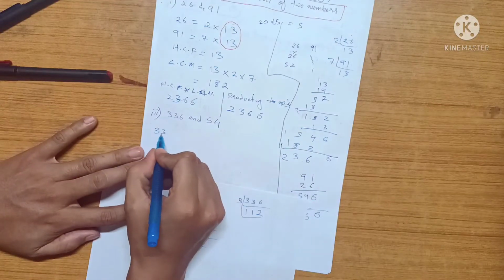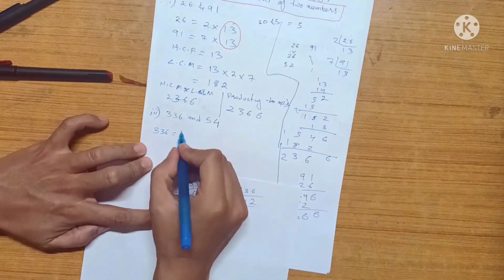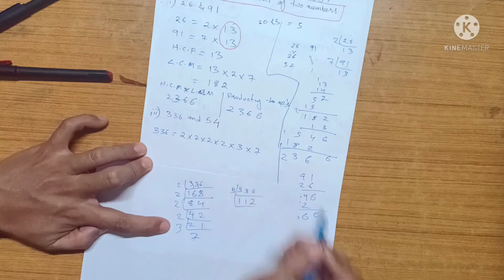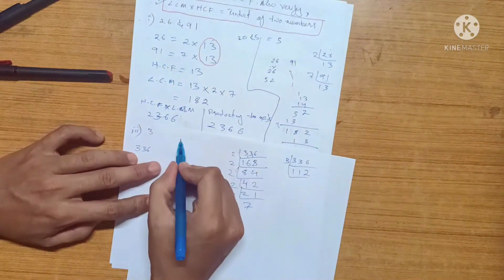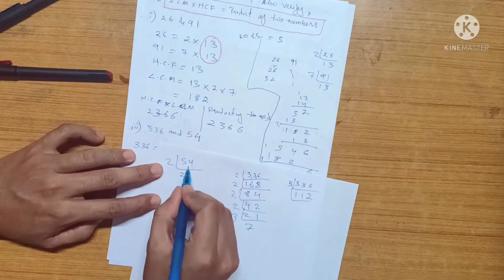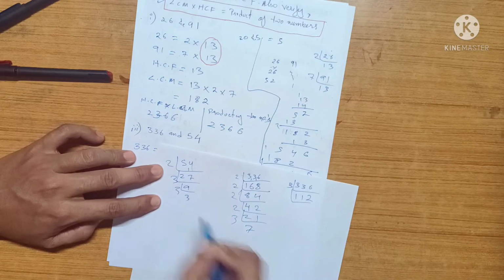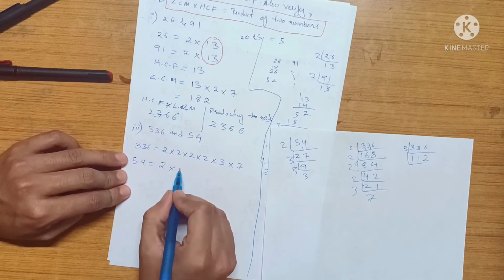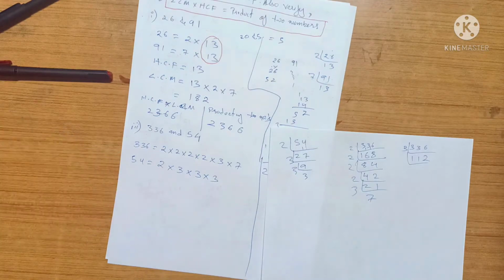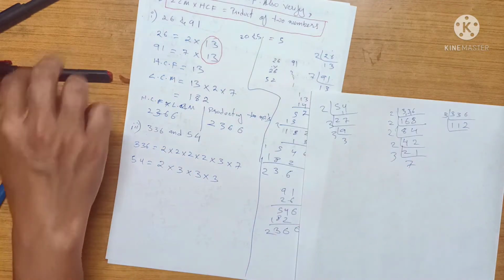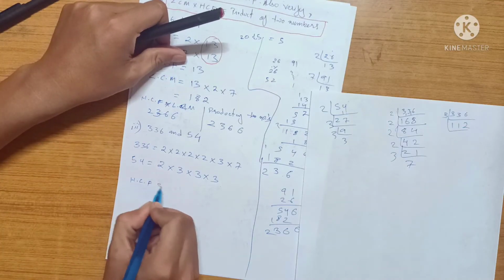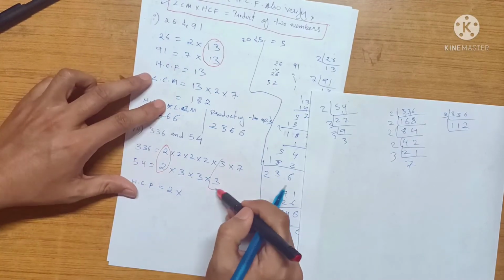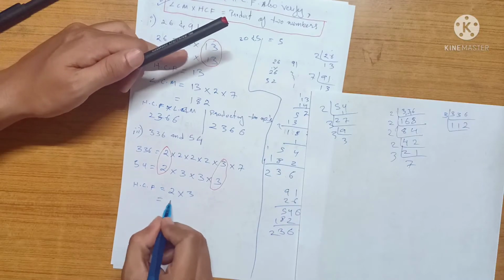So 336 we're getting 2 into 2 into 2 into 2 into 3 into 7, and then 54 is 2 into 3 into 3 into 3. So let's see what is the same for the HCF. These two are the same, so we write a 2, and this 3 is the same, right? So the HCF is 6.